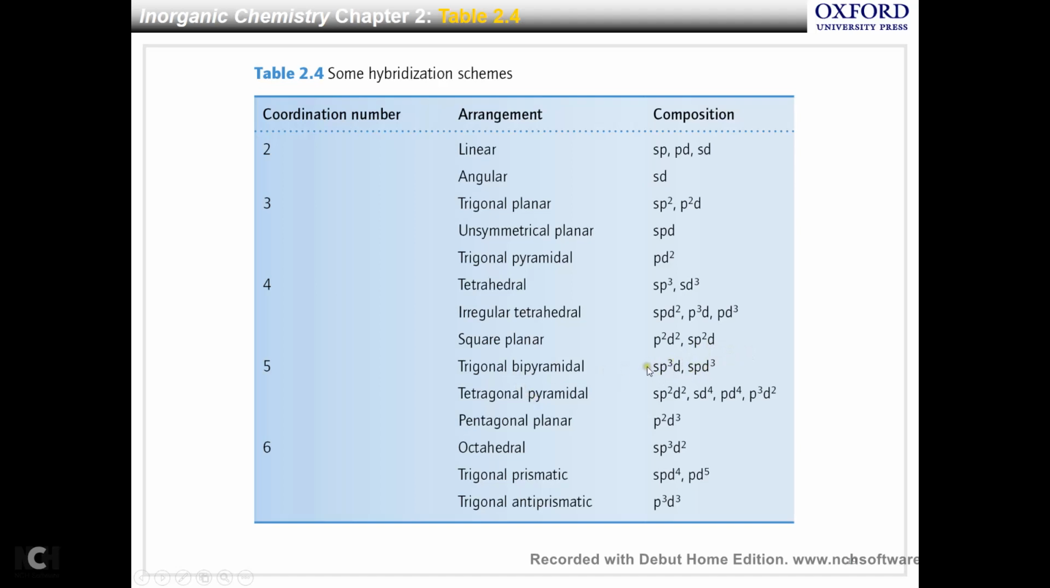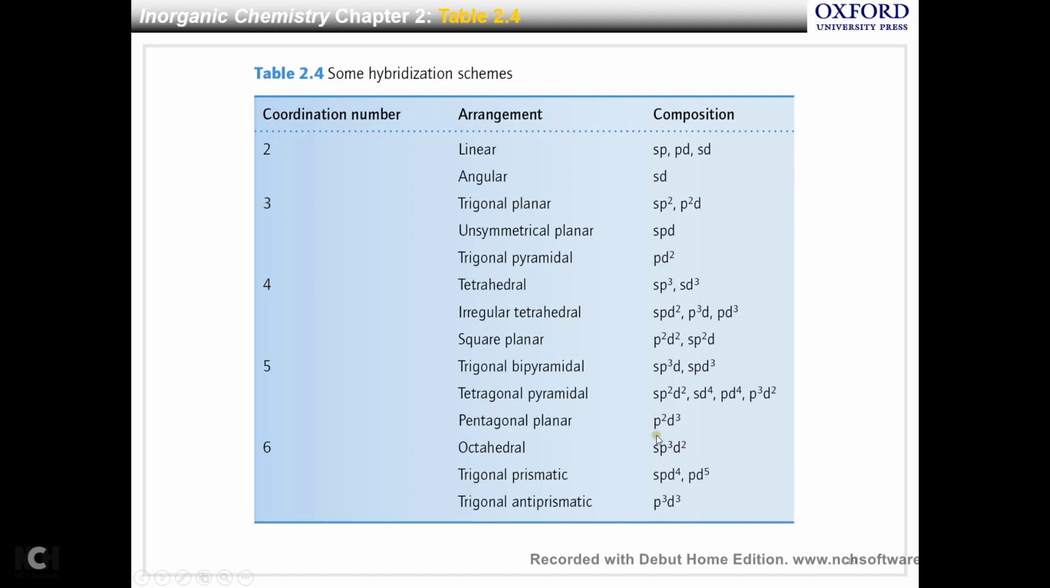And again, in quantum mechanics, it's possible to just take the linear combination of these 5 orbitals, and then we'll see they form the correct angles to form this trigonal bipyramidal structure. Octahedral, this is pretty simple. You just put one s orbital, 3 p orbitals, and 2 d orbitals together. You form this octahedral hybridization.